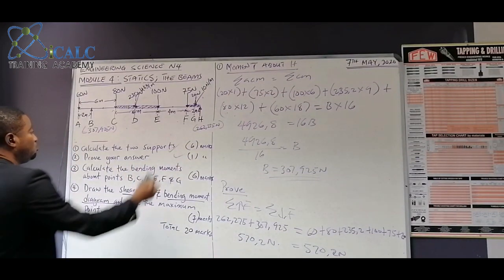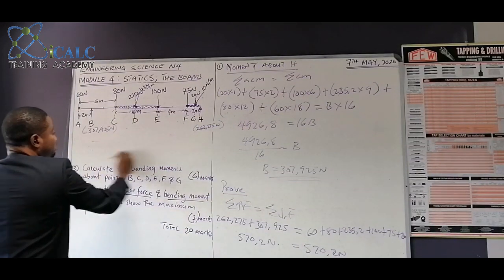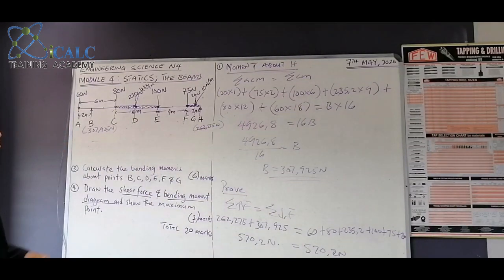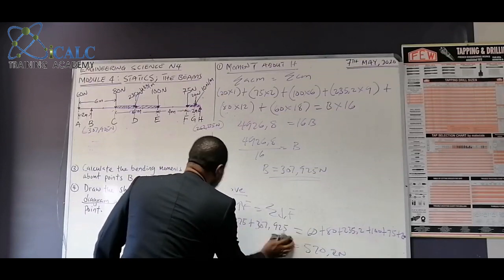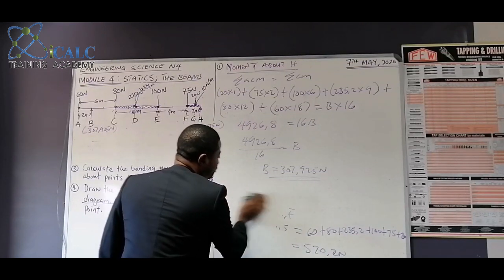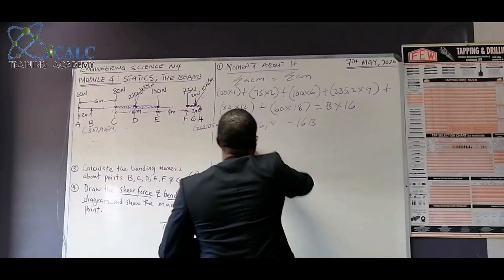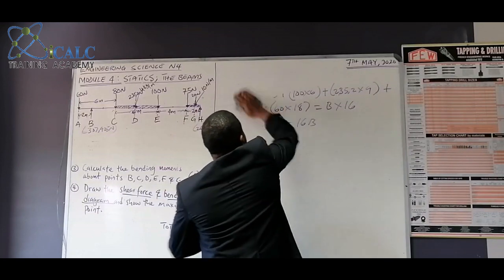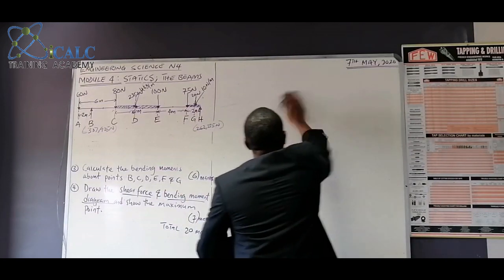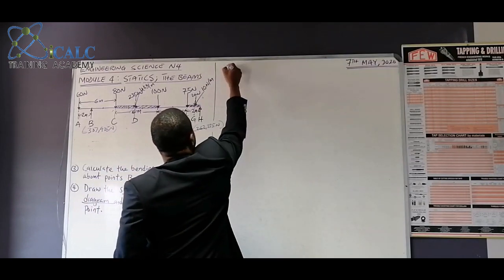Then we can go to question number three now. They say we should calculate the bending moment about points B, C, D, E, F, and G. Okay, so we will start. The bending.